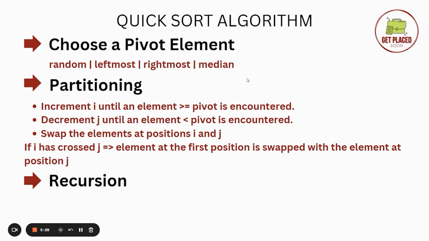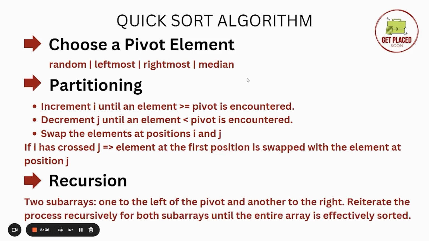After partitioning, we get the pivot element and we divide the array into two parts, the left subarray and the right subarray. Once we get two arrays, we do the Quicksort process again for the left subarray separately and again for the right subarray separately, and again we find the pivot, and the process continues recursively until we get the whole sorted array.